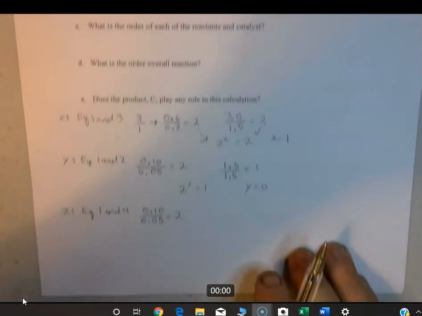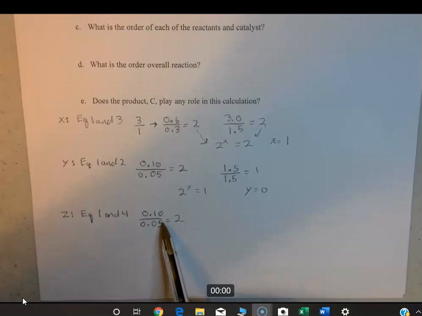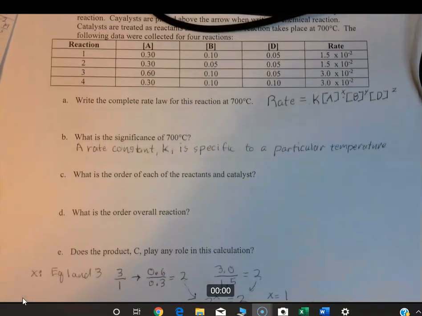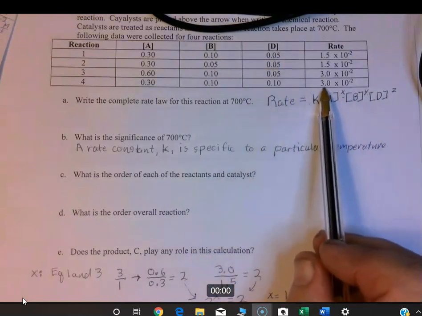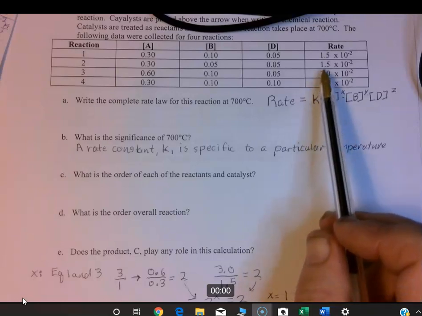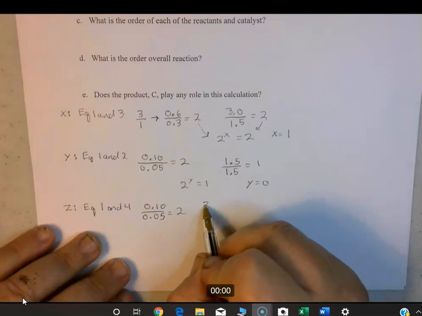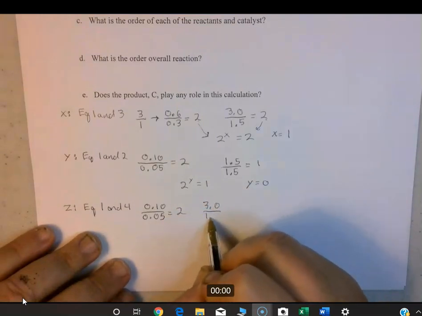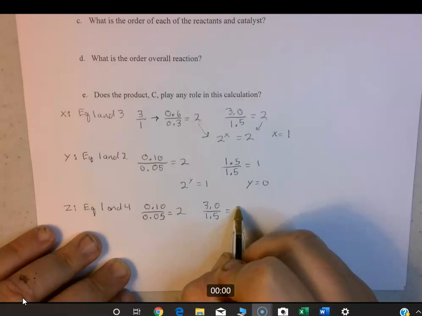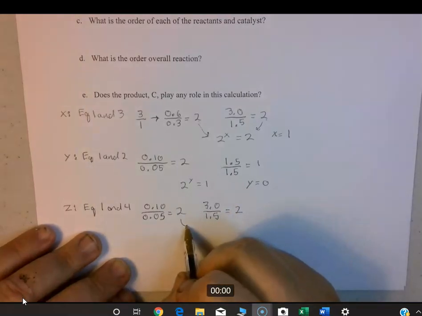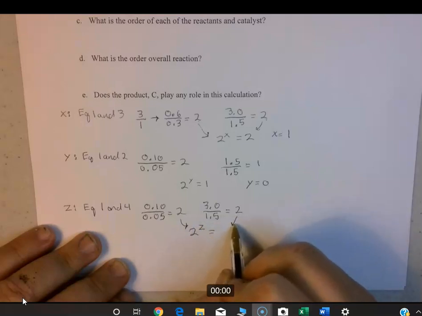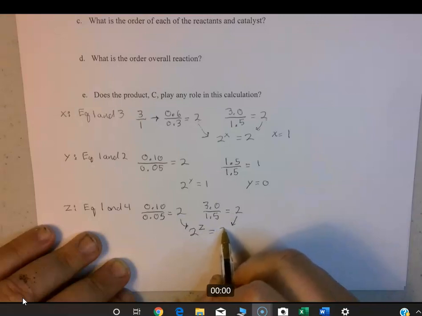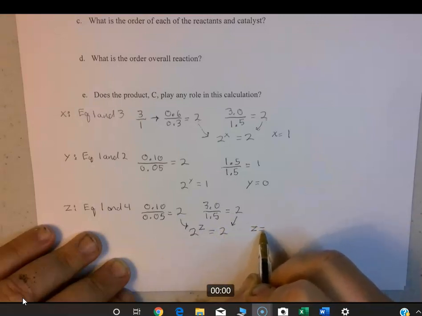So I'm back down here again. So 0.10 over 0.05. Okay, that was this number over this number. And now I'm going to do the rate in line 4. Reaction 4 is 3 over 1.5. So I'm going to come back down here, and I'm going to do 3.0 over 1.5, and that also equals 2. So now I take this number down here, and it's 2 to the z power equals this number right here. The rate ratio number is 2. So z equals 1.